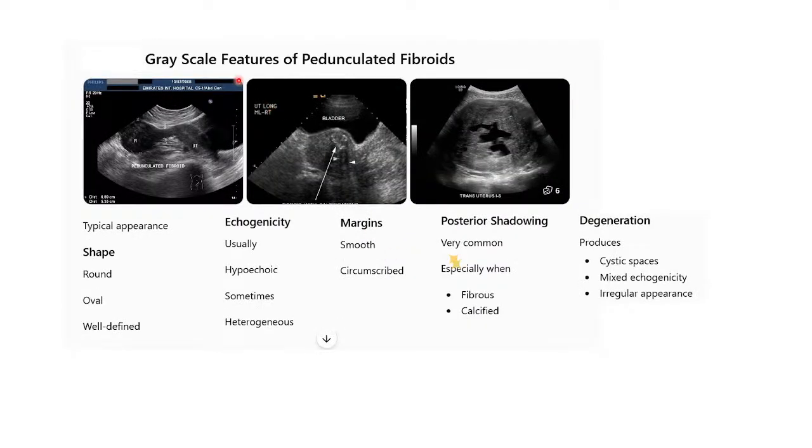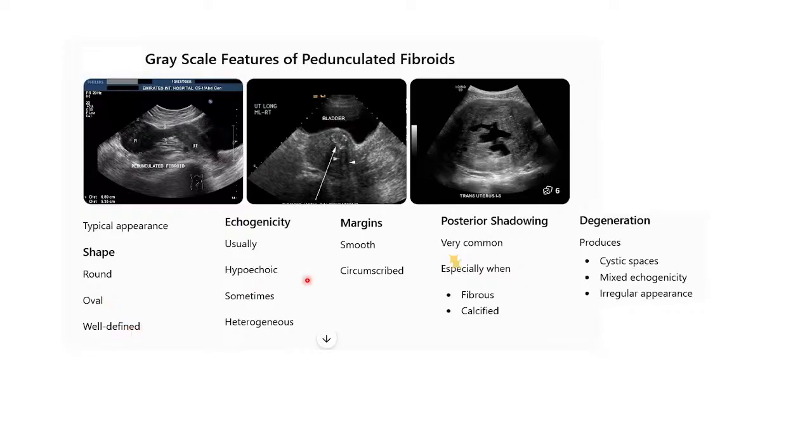So the grayscale features of a pedunculated fibroid. These are the features that you must master back to back. You see here, you have a uterus there with a stalk, and then you've got a pedunculated fibroid there. You can see here there's a calcification in this fibroid, and here this is the degeneration. There's a central cystic degeneration of the fibroid there. The typical appearance of a pedunculated fibroid: the shape is round or it can be oval. It can be well defined. It's not infiltrative, so it has to be well defined.